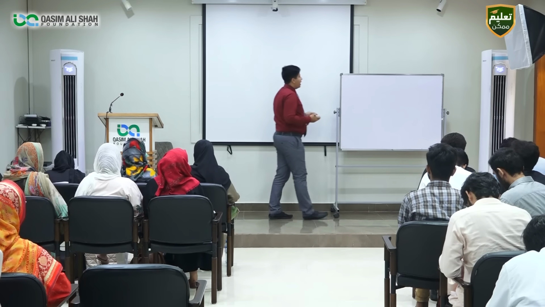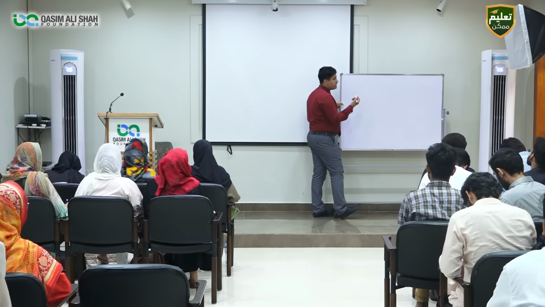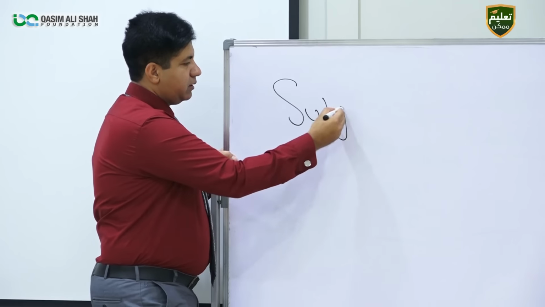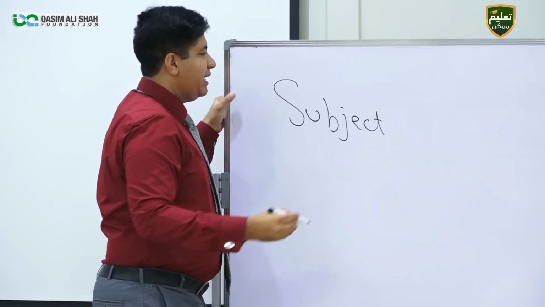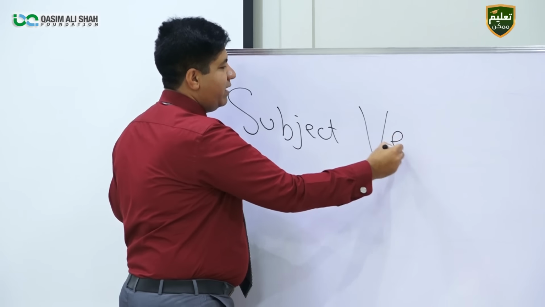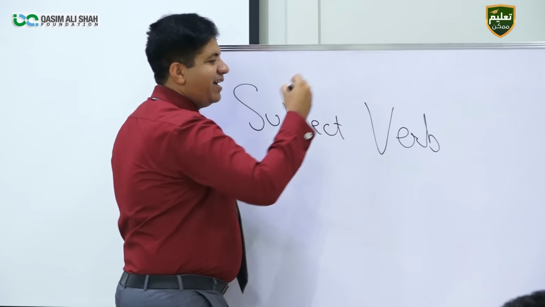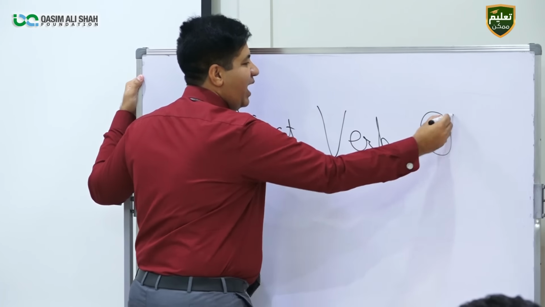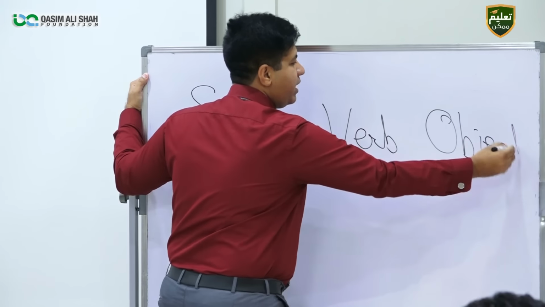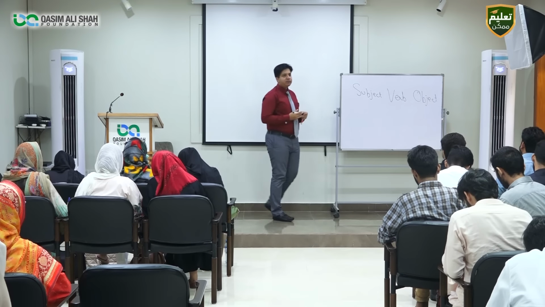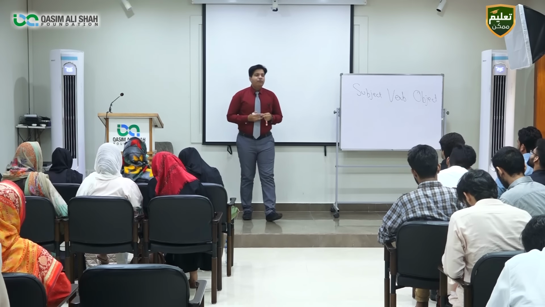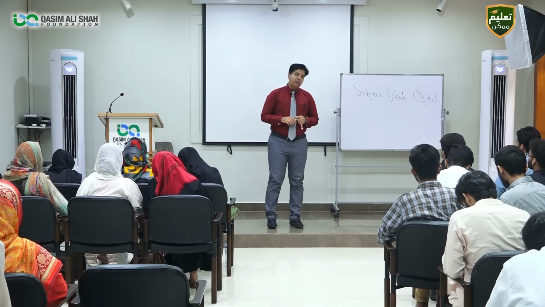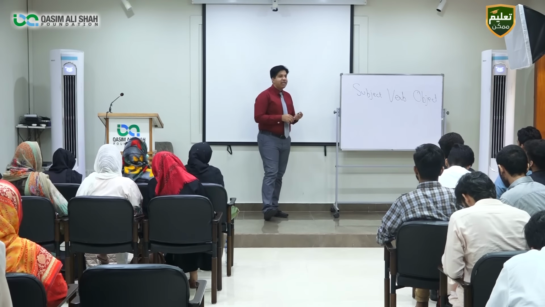Whenever we talk about a subject, a sentence contains three main parts. One is subject. Second is verb. Good. Verb. Okay. And third one is object. Subject, verb and object. Now, verb is what we call action word. What do we call verb? Action word. So verb performs action.